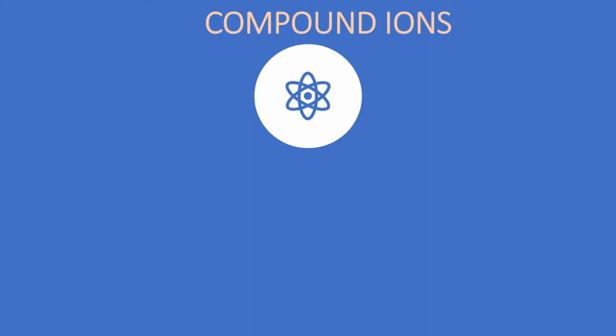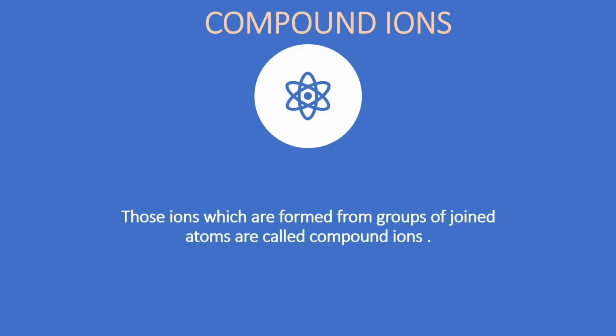Now let's see what are the compound ions. Those ions which are formed from a group of joined atoms are called compound ions. It means a simple ion was formed from only one atom, but in a compound ion there is more than one. They can be 2, 3, 4 or 5 atoms. So those ions which are formed from a group of joined atoms are called compound ions.